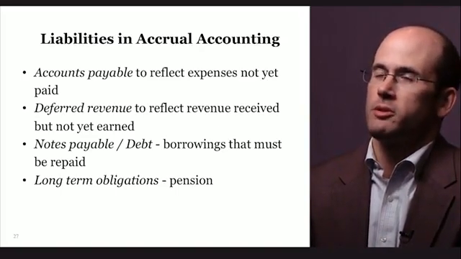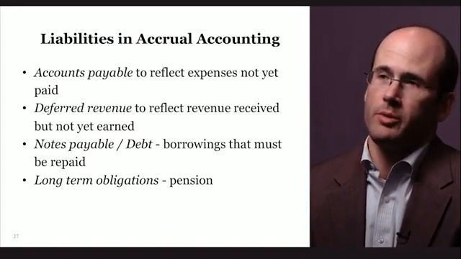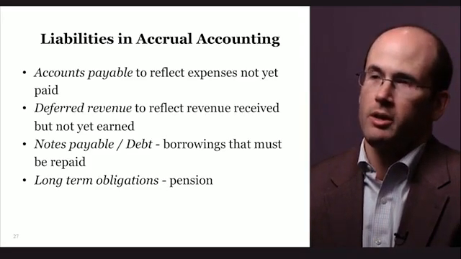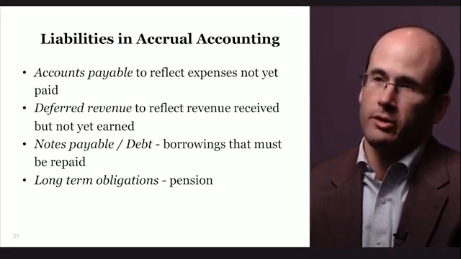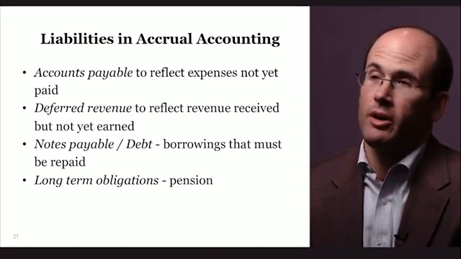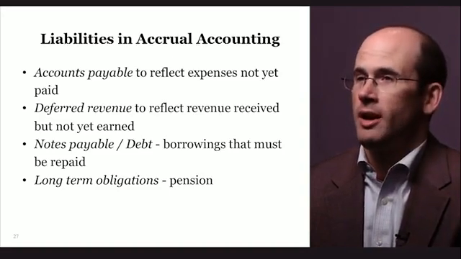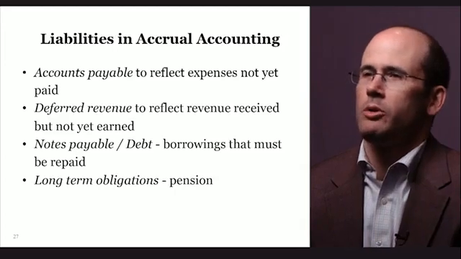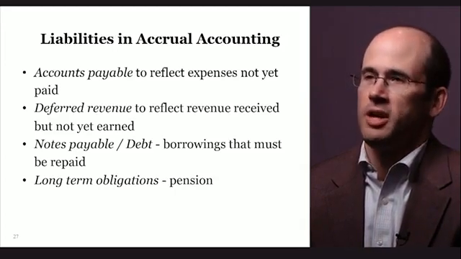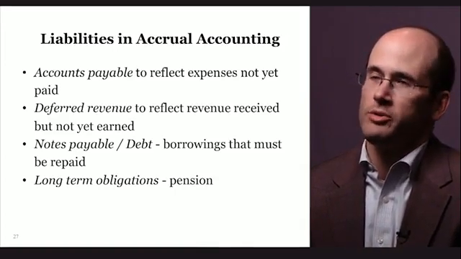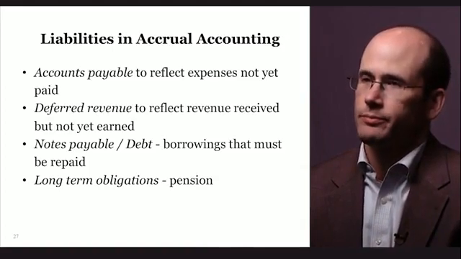Deferred revenue. This goes back to our membership dues example we touched upon a short while ago. If you're collecting your membership dues in January, but you're not going to earn that until February, you'll record that as a liability now, and you'll amortize that into revenue when you do earn it the following month.